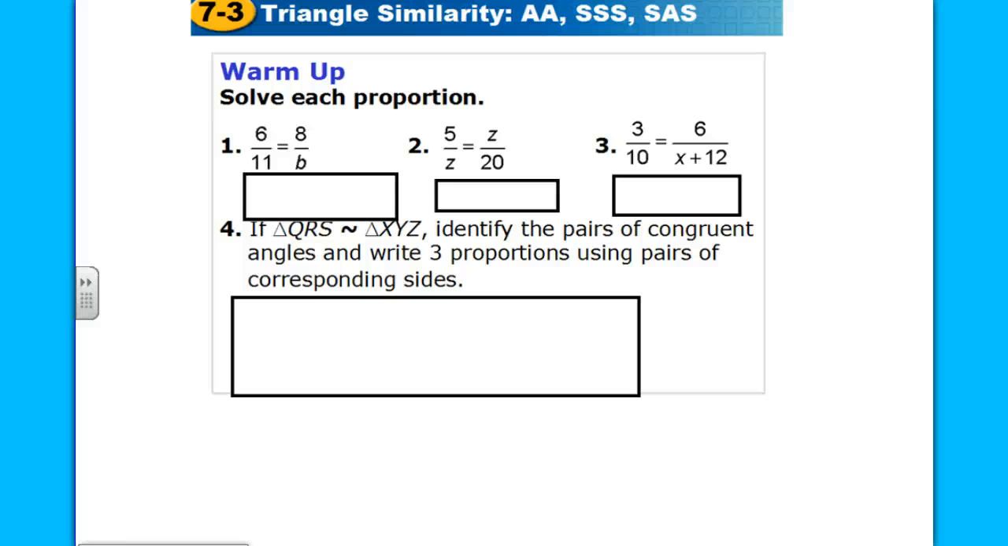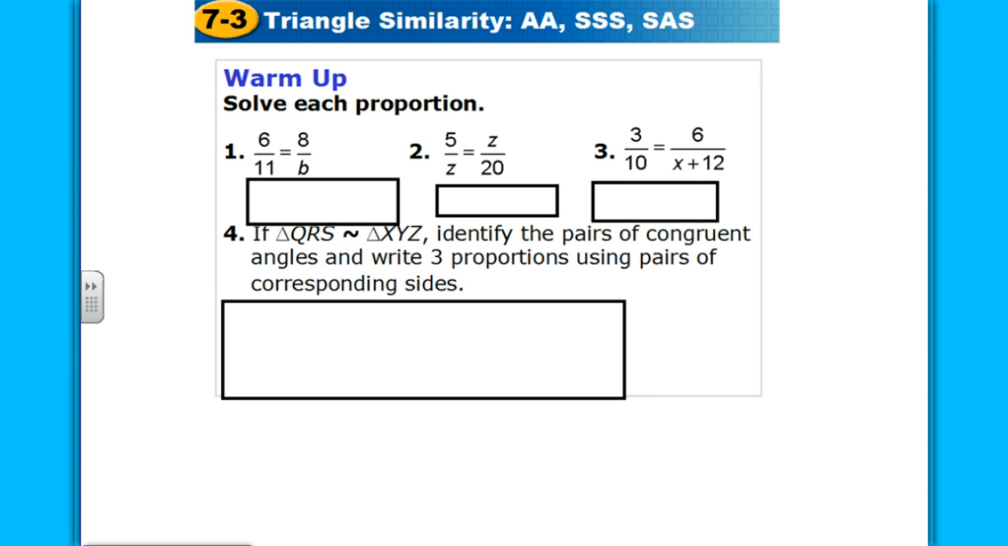Okay, geometry, this is 7-3, triangle similarity. So go ahead and try these and come back and check your work. 1 to 2 or something like that, right? You can give a scale factor, I suppose.